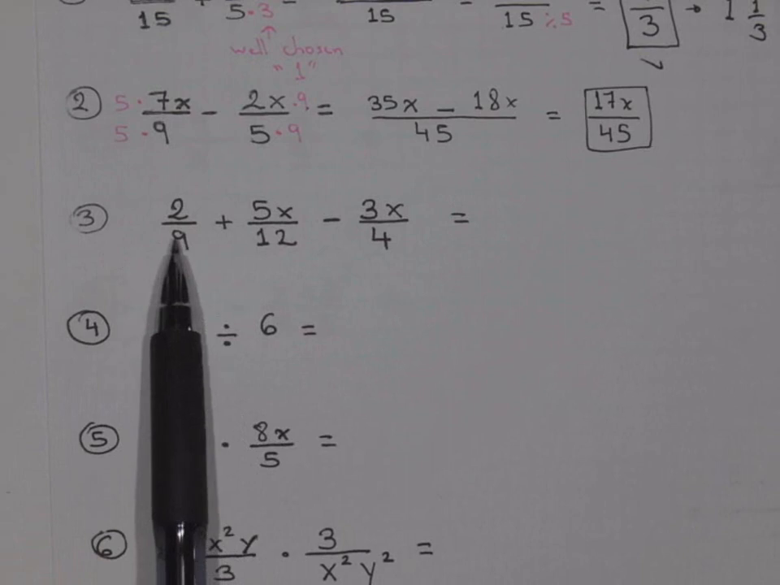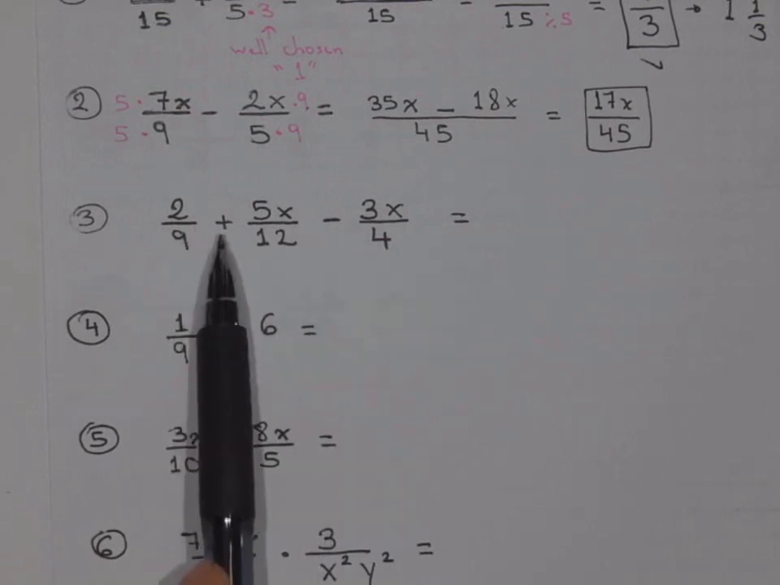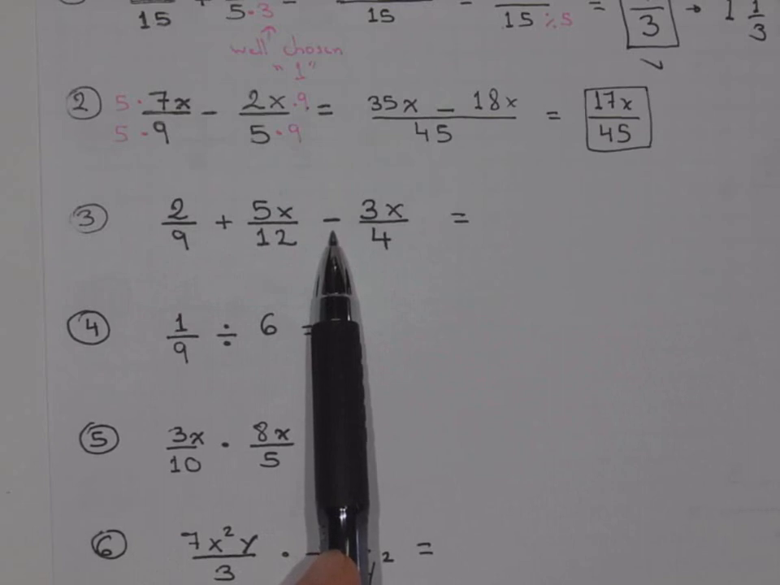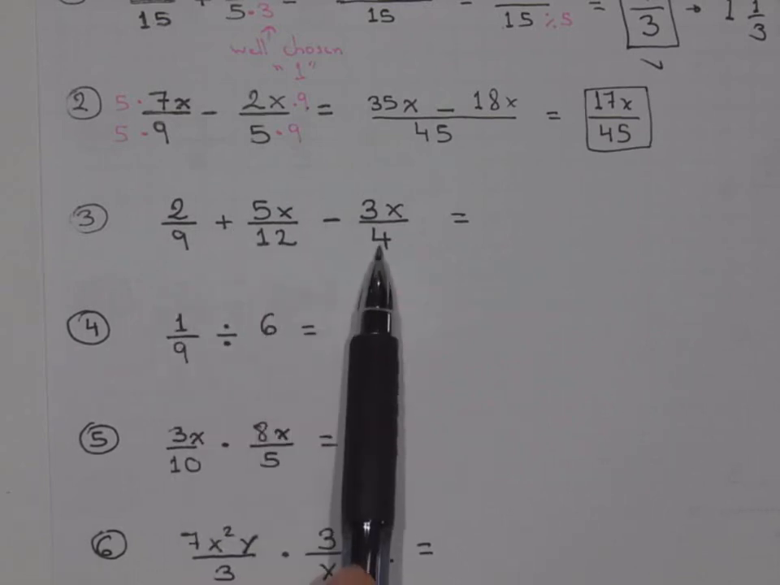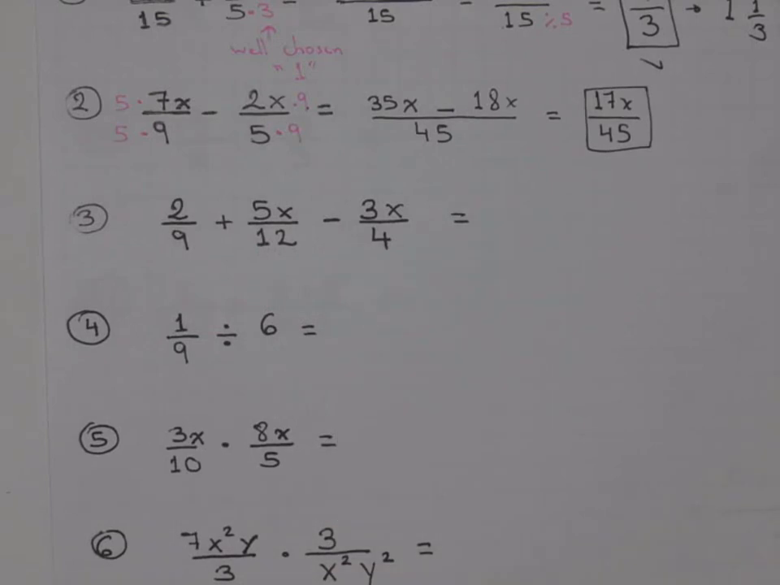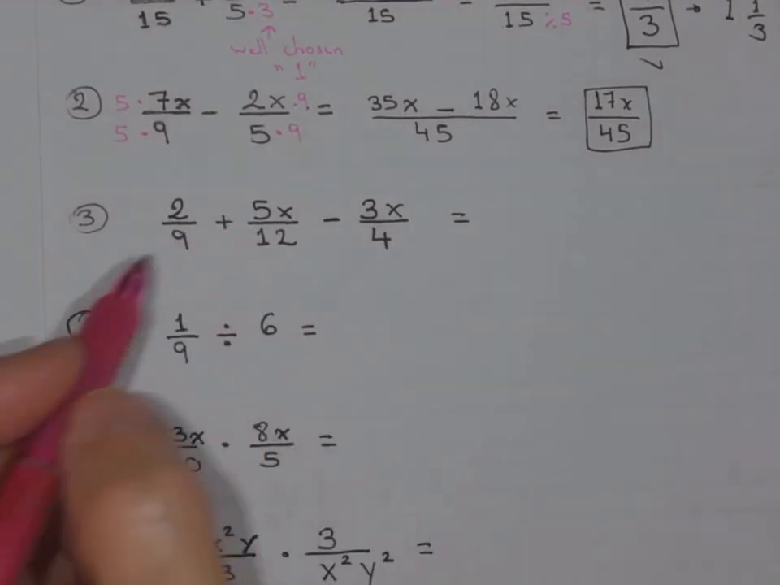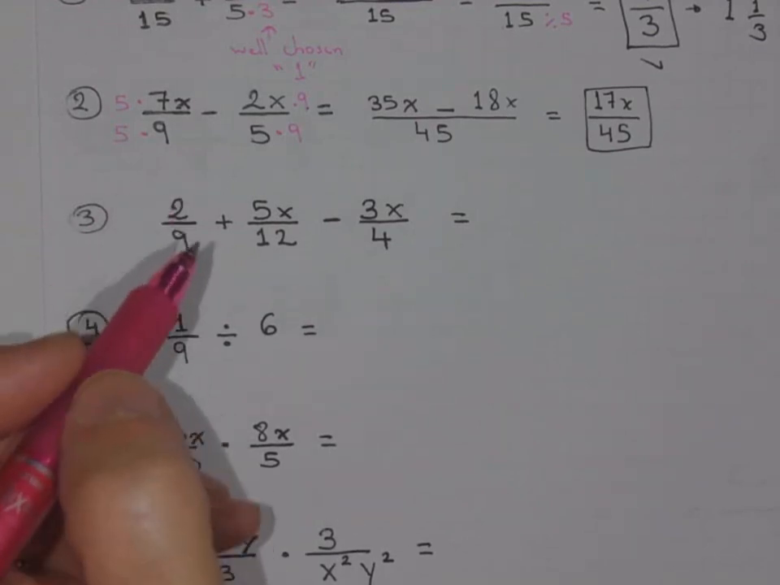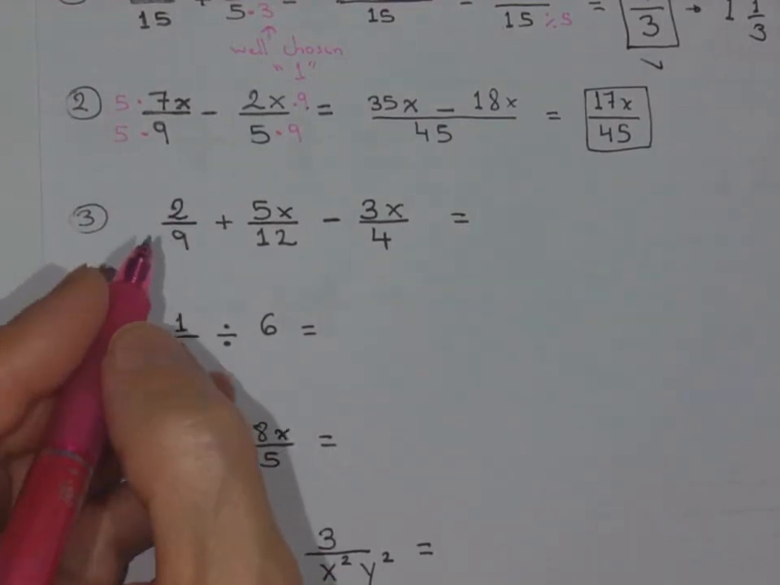Number 3. Here we have 3 fractions. The first 2 we want to add, and then here we want to subtract. It doesn't matter that we have 3 of them. We add and subtract. We still need a common denominator. So let's analyze. Instead of just blindly saying we're going to multiply to get a huge number, we're just going to say, okay, what is 9?